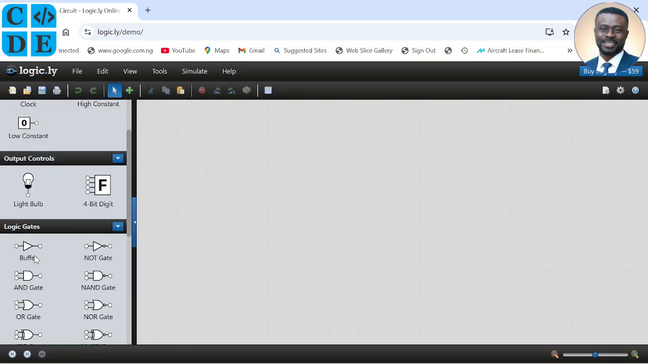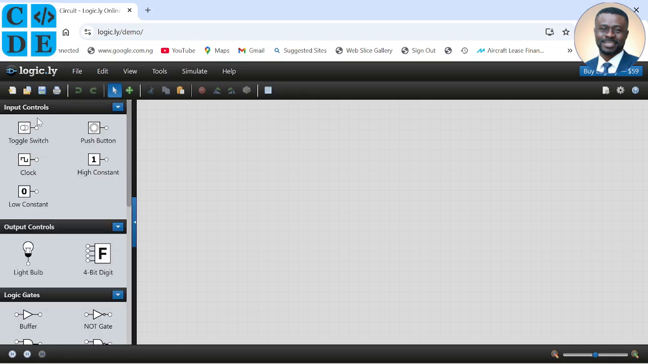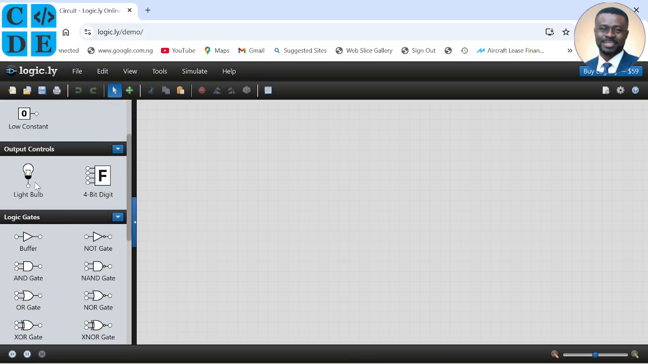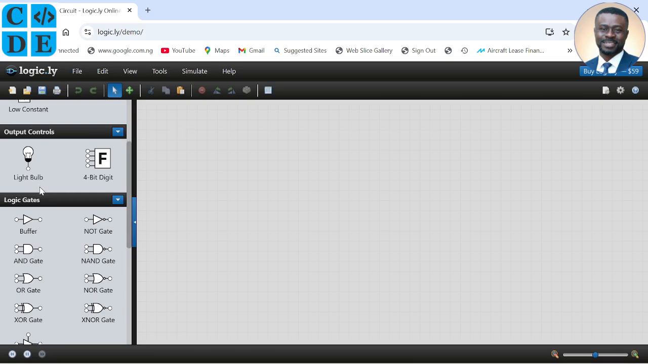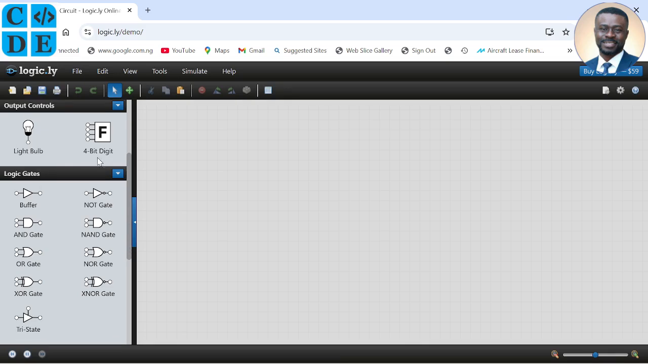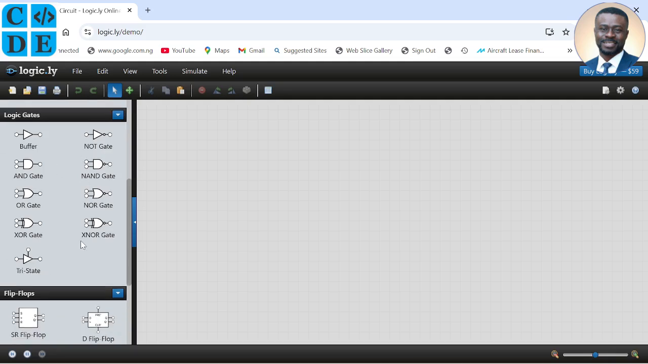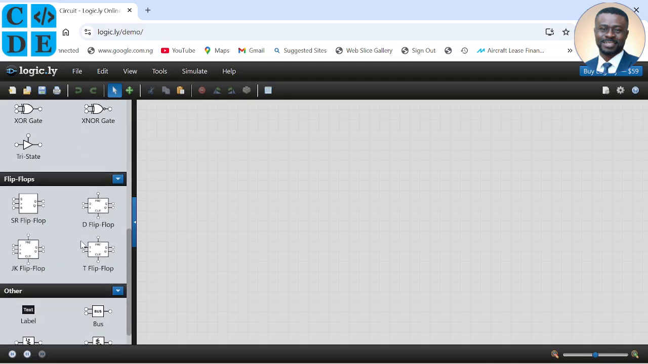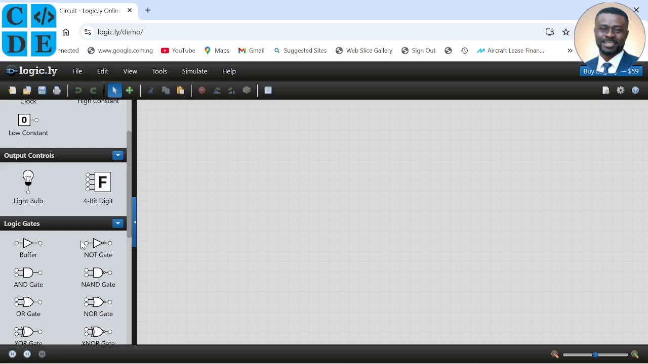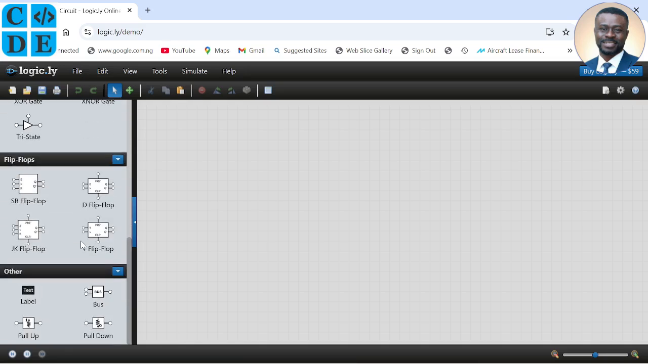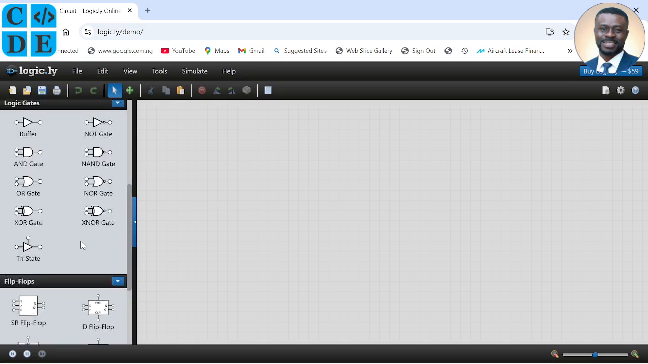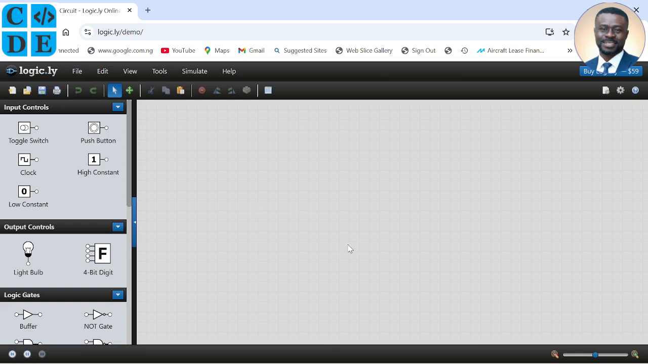So if you check, you would see the input controls. You can use any of the inputs if you want. You can use any of the outputs. So you have the light bulbs there, and then the 4-bit digit. You can use the logic gates. You can see they're all there. But for our work, we'll basically be using a few of these. We're not going to use everything here. Okay, so here we are.